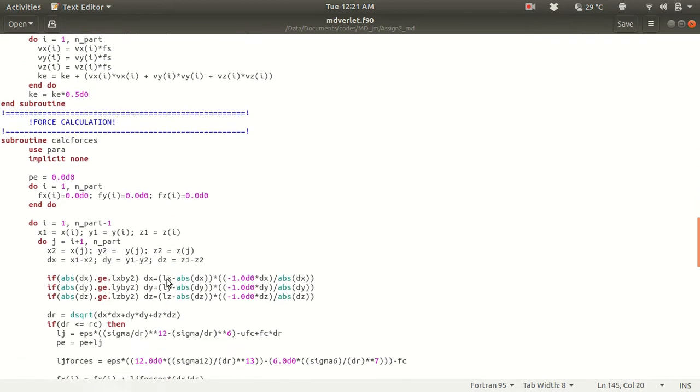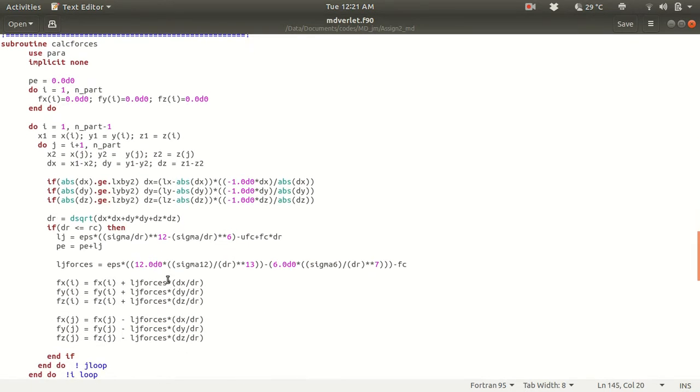Now next we come to the subroutine calculate forces. The force calculation is very straightforward. Initially, here also I am using the module para. Then I am using a variable Pe, which is potential energy. I have defined it to be 0 at the very beginning of the subroutine, and then I have defined all the forces along each direction. Fx is the force along the x direction, Fy is the force along the y direction, and Fz is the force along the z direction.